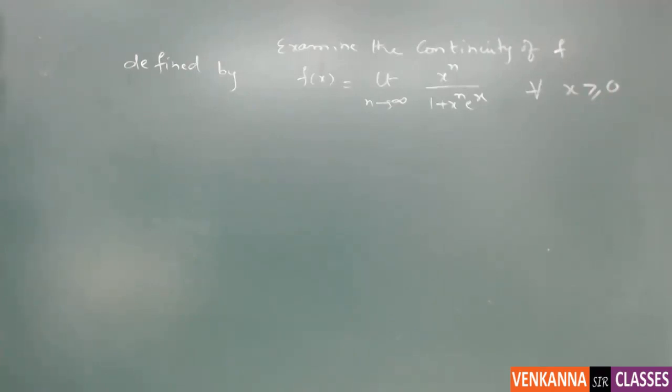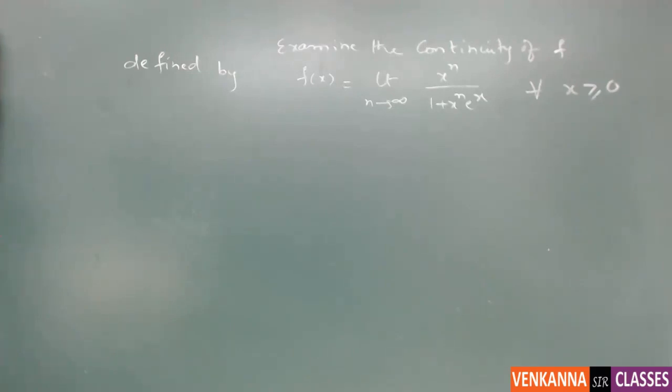Examine the continuity of f defined by f of x equals limit n tends to infinity, x power n divided by 1 plus x power n, into e power x, for all x greater than or equal to 0. Since we should verify the continuity of the function at each point, starting from 0 onwards, at every real number we should verify whether the function is continuous or not. If it is not continuous, at what points it is discontinuous, that we should specify. That is the whole idea of this problem.